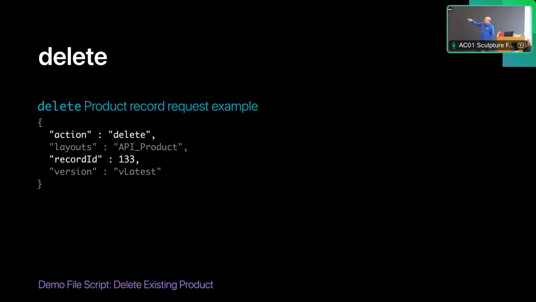And so this is the last example here of a delete, which is probably one of the simplest ones to set up, where you just make sure your action is correct. You pass it the record ID. I guess layouts is pretty important. You don't want to point at the wrong table and delete the wrong record. But for the sake of the demo, that was the only thing that changed. And so we put that in there.